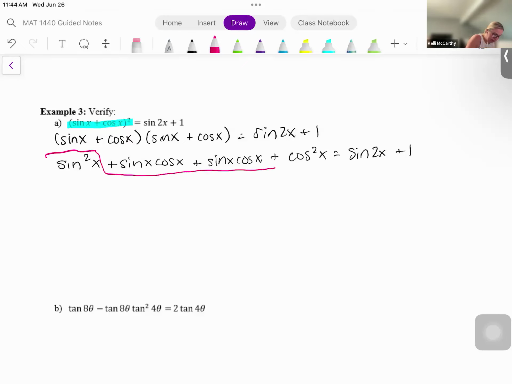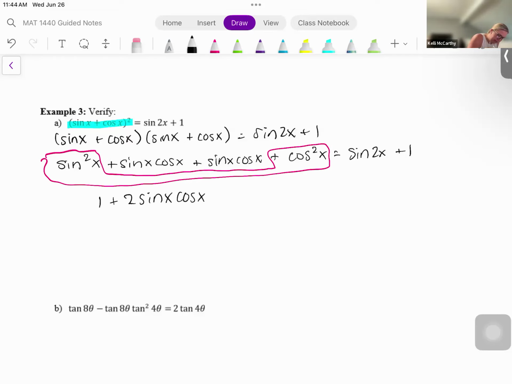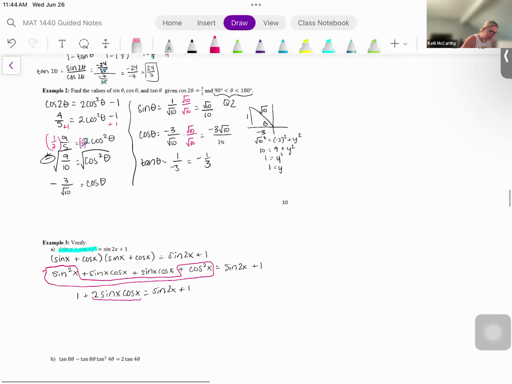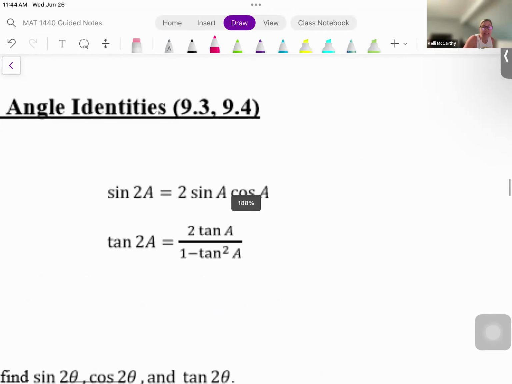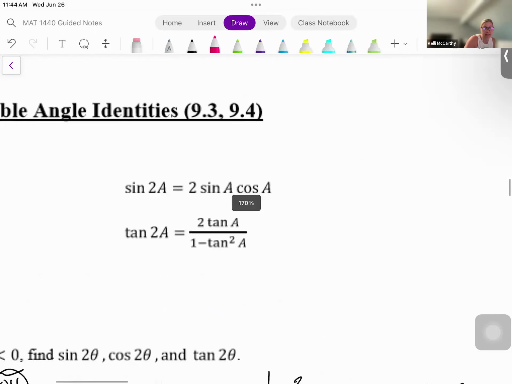Now I see a sine squared x plus cosine squared x. That's our Pythagorean identity, so that's going to be 1 plus, and then we have a sine x cosine x and another term of that, so we have 2 sine x cosine x equals sine of 2x plus 1. And then this 2 sine x cosine x, if we look back at those formulas, is sine of 2x.